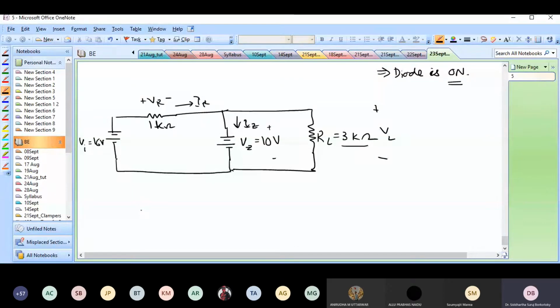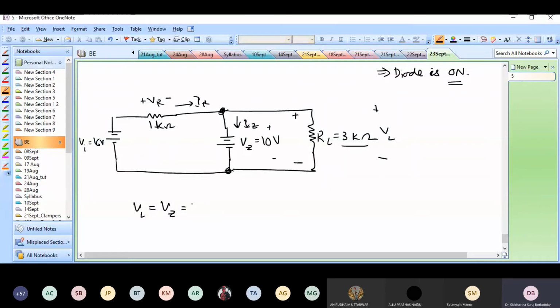Now again, let's find out all the necessary quantities. We were asked to find VL. So what is VL now? VL would be exactly the same as VZ, right? Because whatever voltage I have across these two points is the same as the voltage across the two terminals of the diode, and the two terminals of the diode have a potential difference of VZ. So of course my resistor will also have a potential difference of VZ. So VL is just VZ.